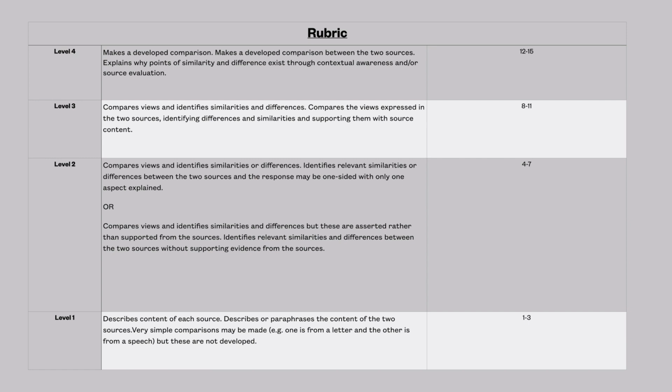And level 1, you're just describing. You might be paraphrasing the content, but you're not actually making real comparisons other than very simple ones, like one's a letter and one's a speech.